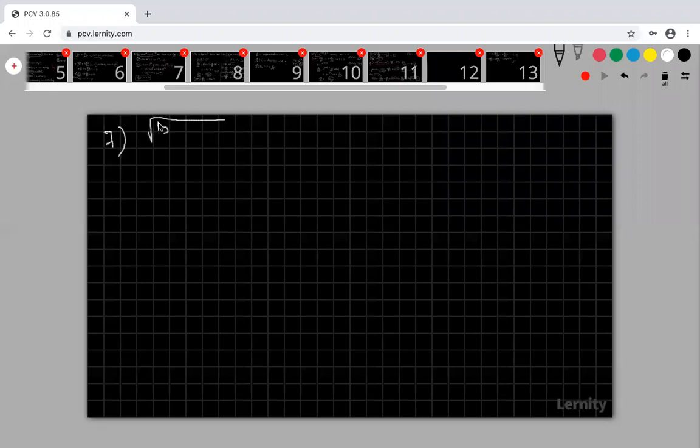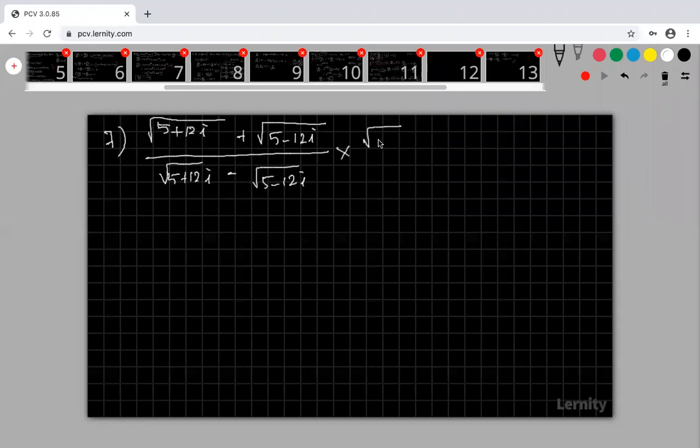Root of 5 plus 12i plus root of 5 minus 12i, whole divided by root of 5 plus 12i minus root of 5 minus 12i. You can take a conjugate. What is the conjugate of the denominator? My conjugate of the denominator is root of 5 plus 12i plus root of 5 minus 12i. Multiply the numerator and denominator by the conjugate.